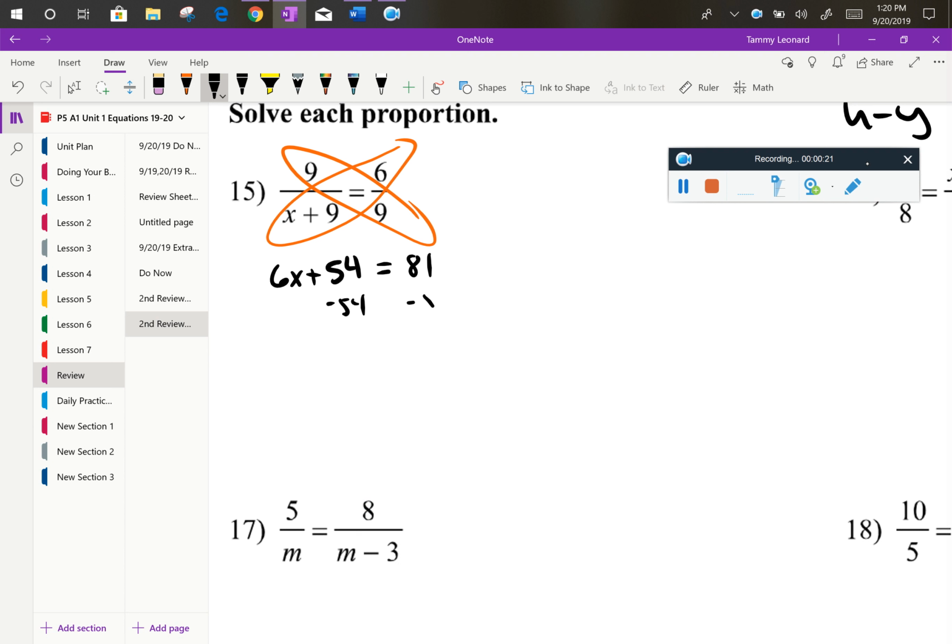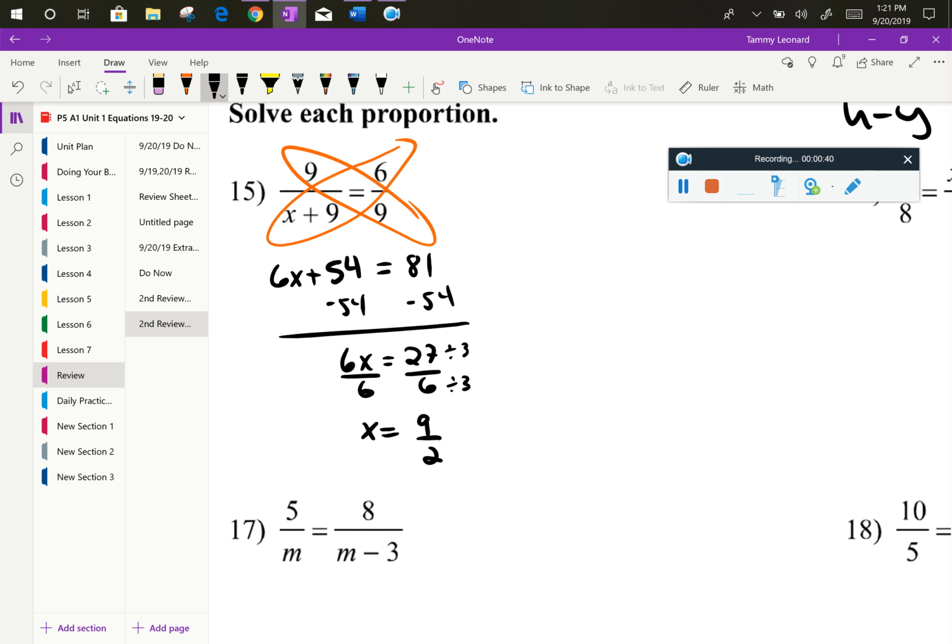Subtract 54 from each side. So 6x is going to equal 27. Divide both sides by 6. We notice that 27 is not divisible by 6, but each are divisible by 3. So we're going to reduce, and we're going to have 9 halves.